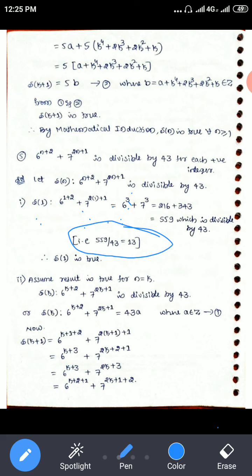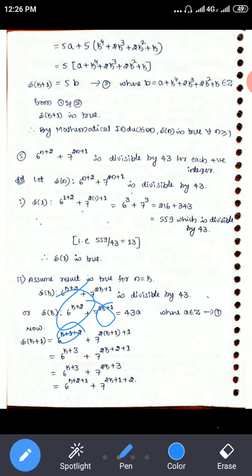So next, assume the result is true for n equal to k. So wherever n is there, write k, that is S(k) such that 6 raised to k plus 2, 7 raised to 2k plus 1 is divisible by 43, or S(k) is equal to 6 raised to k plus 2, 7 raised to 2k plus 1, that is equal to 43 into a. So this I can write as 43 into a because it is divisible by 43. So S(k+1) is equal to 6 raised to, wherever k is there, replace k plus 1.